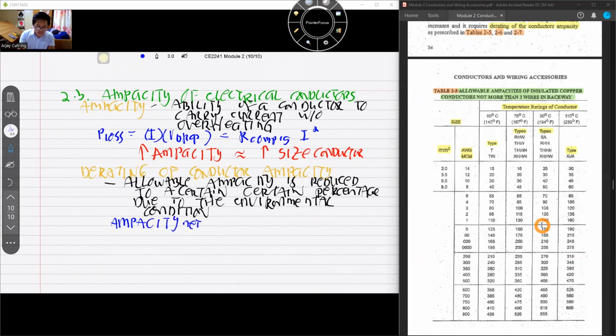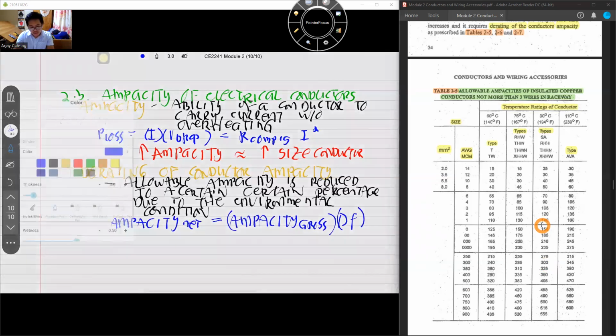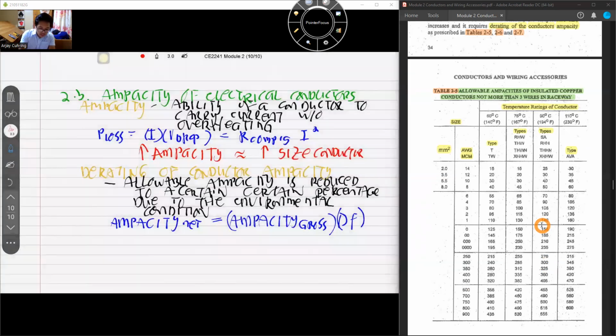So pag net class, ito na yung parang na-apply na natin class yung derating factor. Okay? Tapos yung ampacity class na makukuha natin sa table, tawagin natin to class na gross. Okay? So, parang ito class, i-multiply natin sa ating derating factor. Okay? Saan natin kukunin yung derating factor class? So, DF.